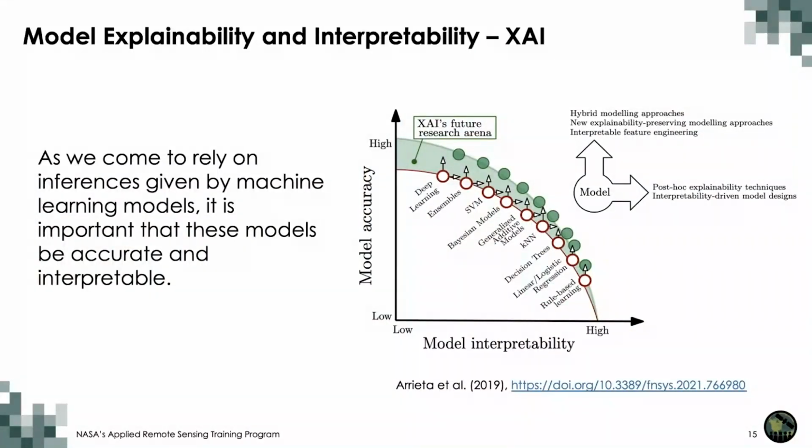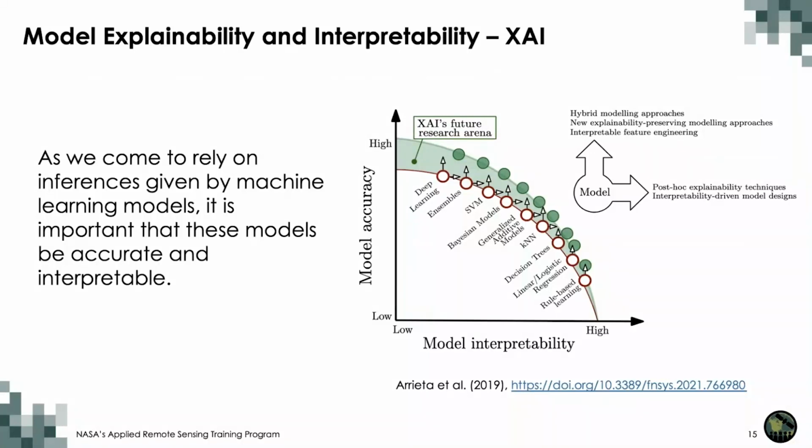So model explainability and interpretability, all a part of being under the umbrella of XAI, which is Explainable Artificial Intelligence. That's kind of the idea of making models that are able to explain the predictions that they made. As we come to rely on these inferences given by machine learning models in different sectors, it is important that these models be accurate and interpretable. These models need to be able to explain why they made the decisions that they did, and they also need to be accurate.